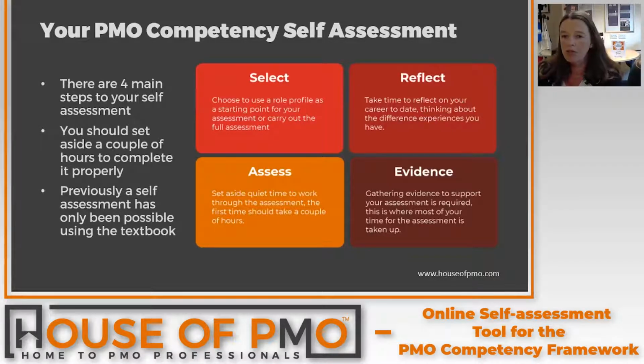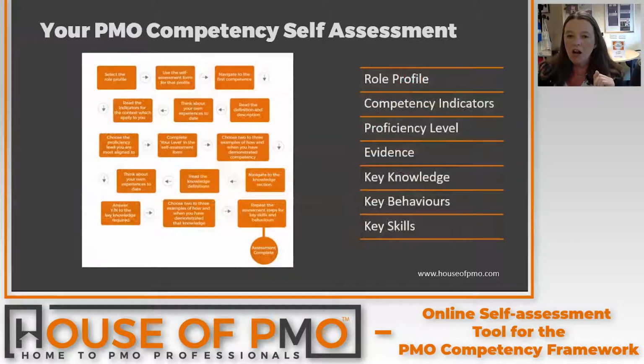So this is what you're going to be doing. It's a 4-step process: select, reflect, assess, and evidence. And just to give it in a little bit more detail, this is pulled out of the book. I can't really expect you to see it because I'm squinting as I look at it. But these are the steps essentially that you'll take as you go through and do your self-assessment.